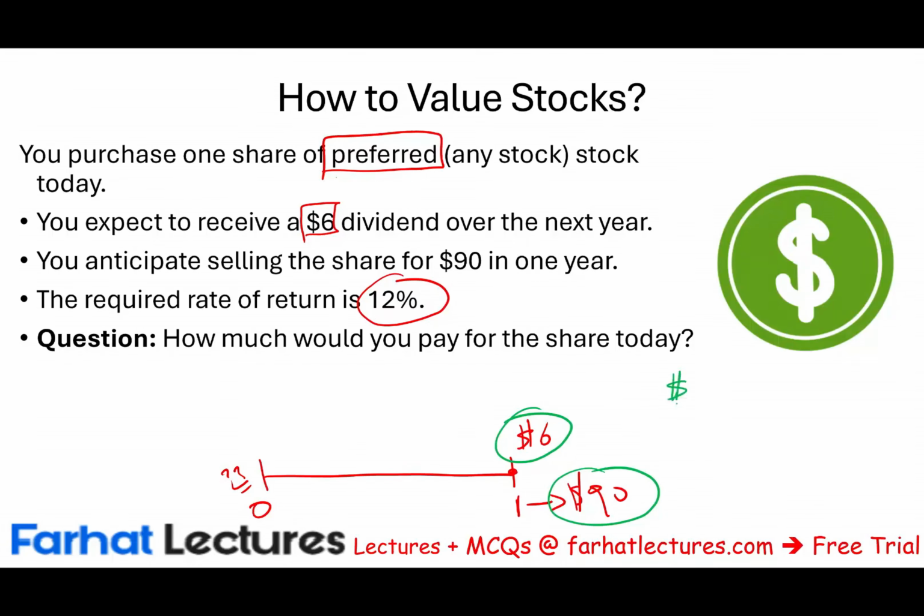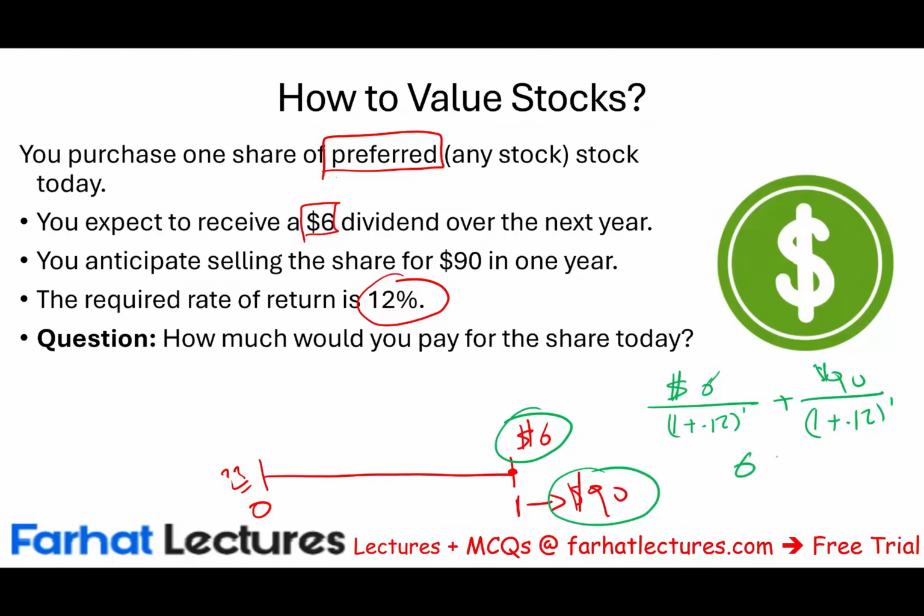It means I am going to discount the $6 at 1 plus 0.12 raised to the third power, right? You know this from time value of money, plus I'm going to discount the $90 at 1 plus 0.12 to the first power because we're dealing with 1 year. Now, can I combine those two? Yes, it's basically $96, which is, let's keep it separate.